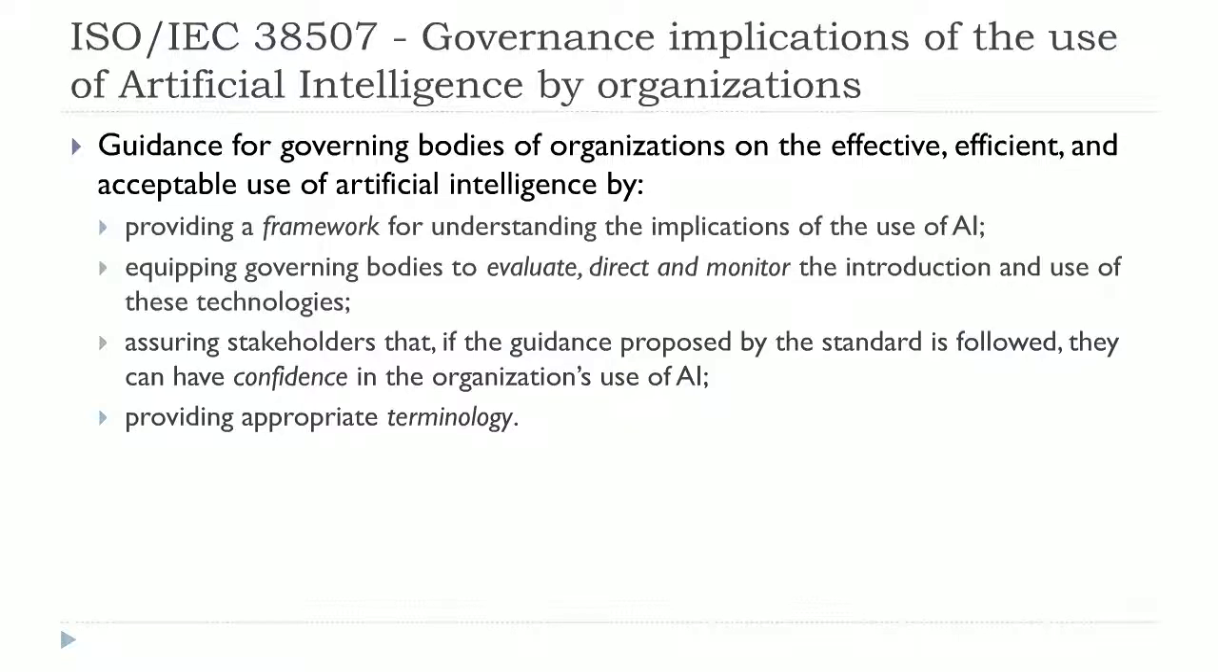Okay, 38507 is called Governance Implications of the Use of Artificial Intelligence by Organizations. That's the current official title. So what it does is provide guidance for governing bodies of organizations on the effective, efficient, and acceptable use of artificial intelligence. What it does in the standard is that it provides a framework to understand the implications of the use of artificial intelligence. It also aims at giving governing bodies the tools to evaluate, direct, and monitor, the three activities of governance again, the introduction and the use of artificial intelligence. It also wants to assure various stakeholders that, obviously, if the guidance from the standard is followed, they can have confidence in the organization's use of artificial intelligence. And it introduces the relevant terminology for the governance of AI.